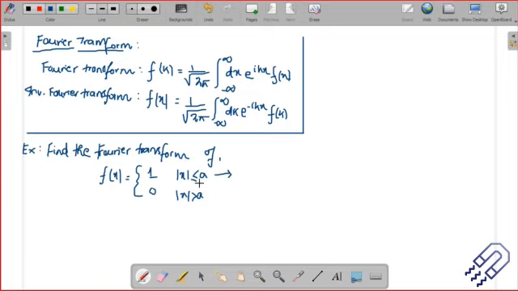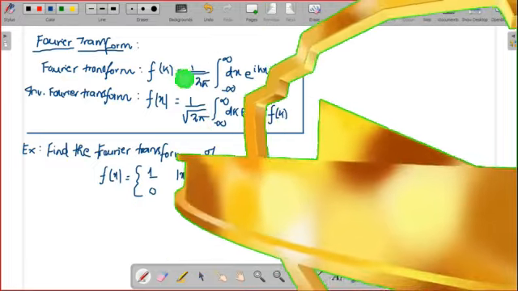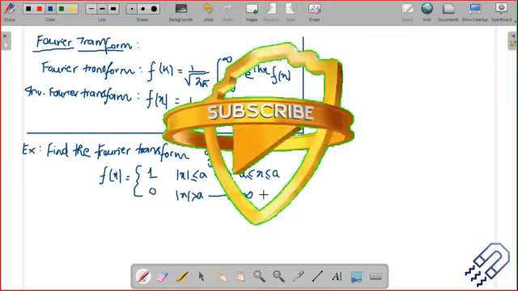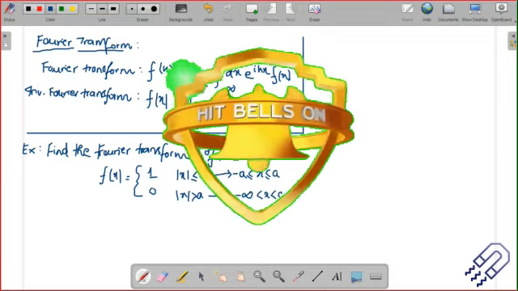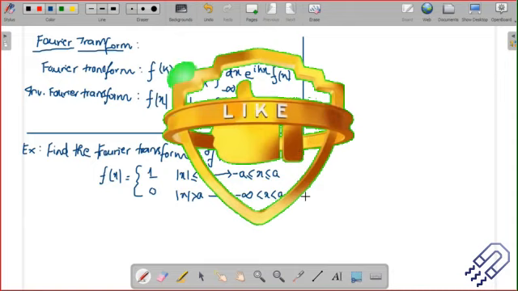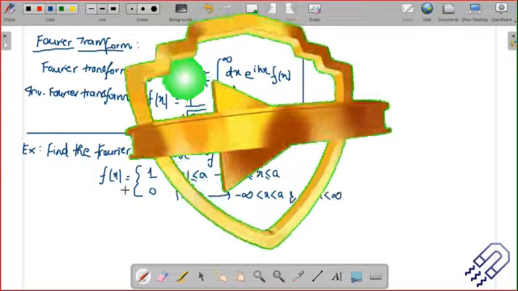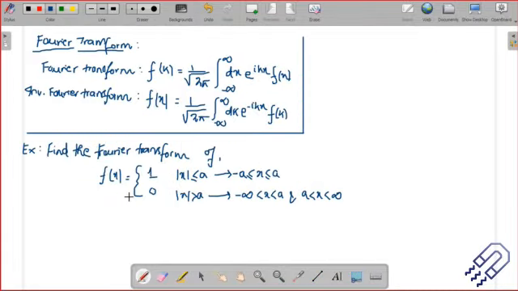If I write mod of x is less than or equal to a, it means that x will lie between minus a and plus a. In integration, this equal to sign doesn't carry much sense. We're just considering the entire limit here. So it's minus a to plus a, that is more important. For the other limits, if it lies between a and infinity, that is 0. That is why we've written it like this: f(x) is equal to 1 and 0.